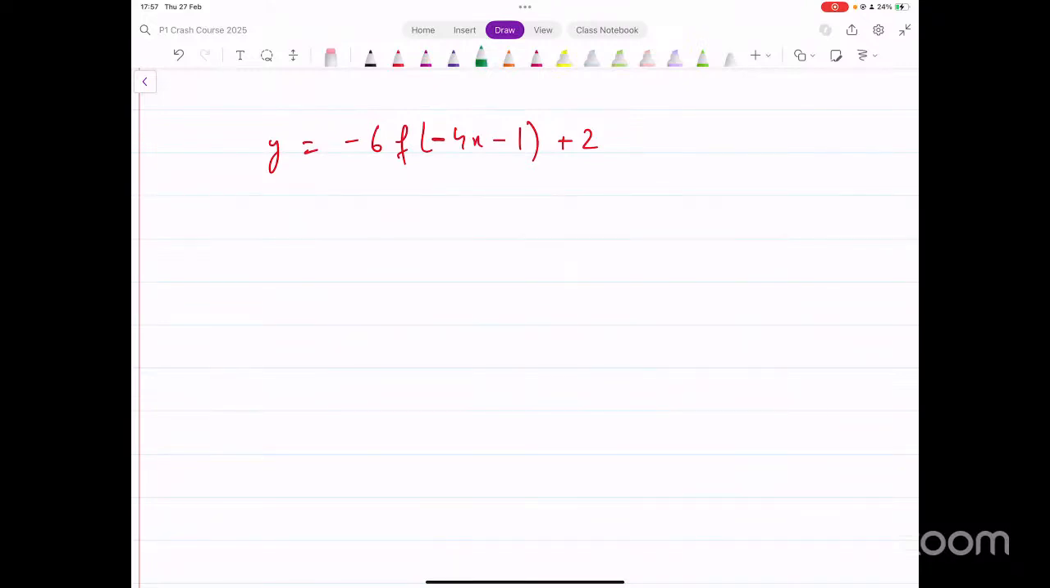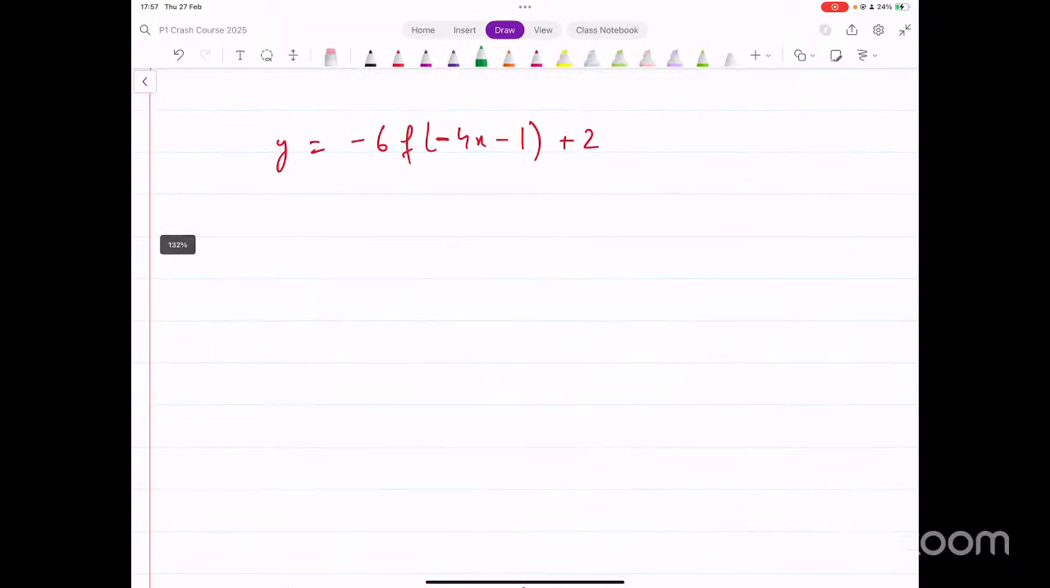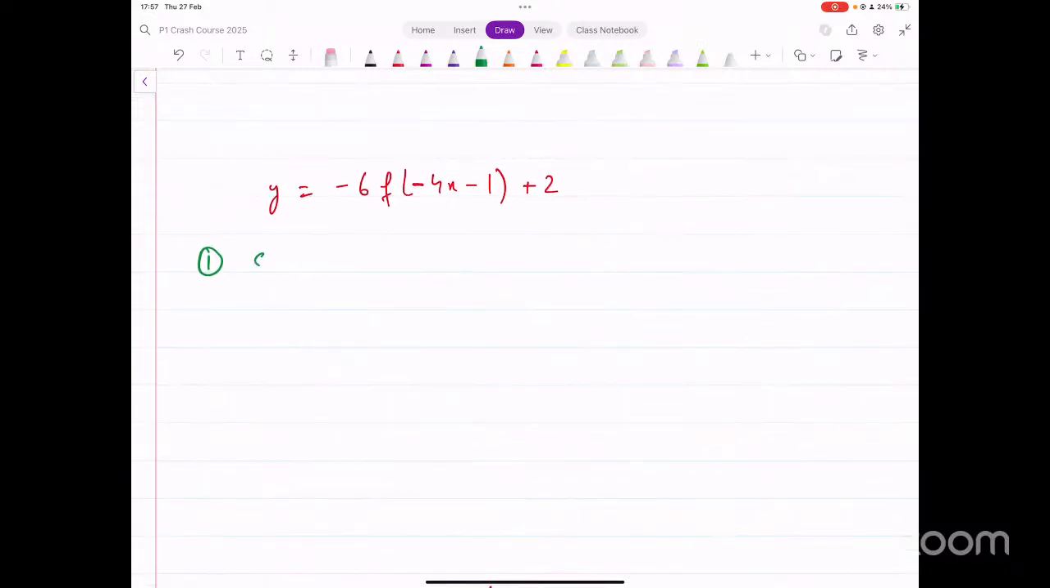In vertical transformations, you follow BODMAS. In horizontal, you do the opposite of BODMAS. So if you had to describe this, how would you do it? If you start with vertical transformations, you could say something like this. Number one, you could say it's a stretch. So I'm starting with vertical, okay? So vertical are these transformations, -6, multiplication of -6, and then +2, right? These are two vertical transformations.